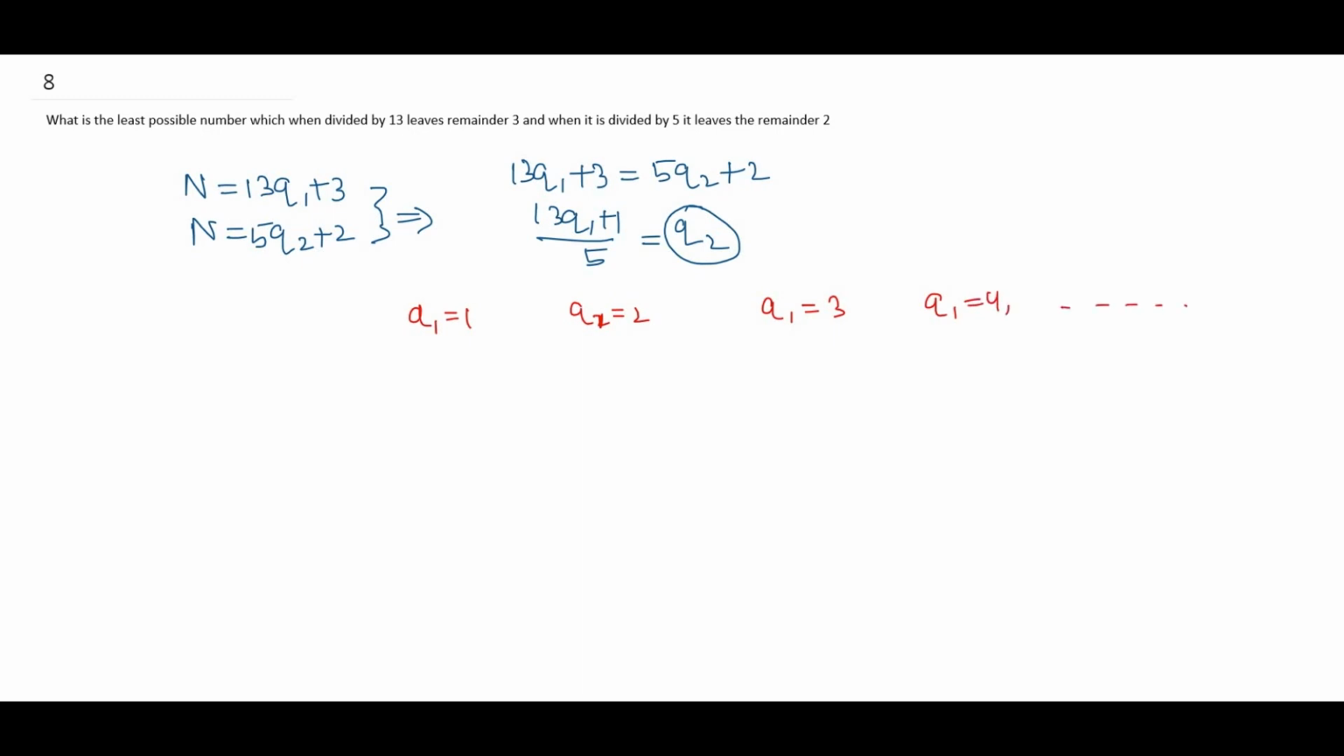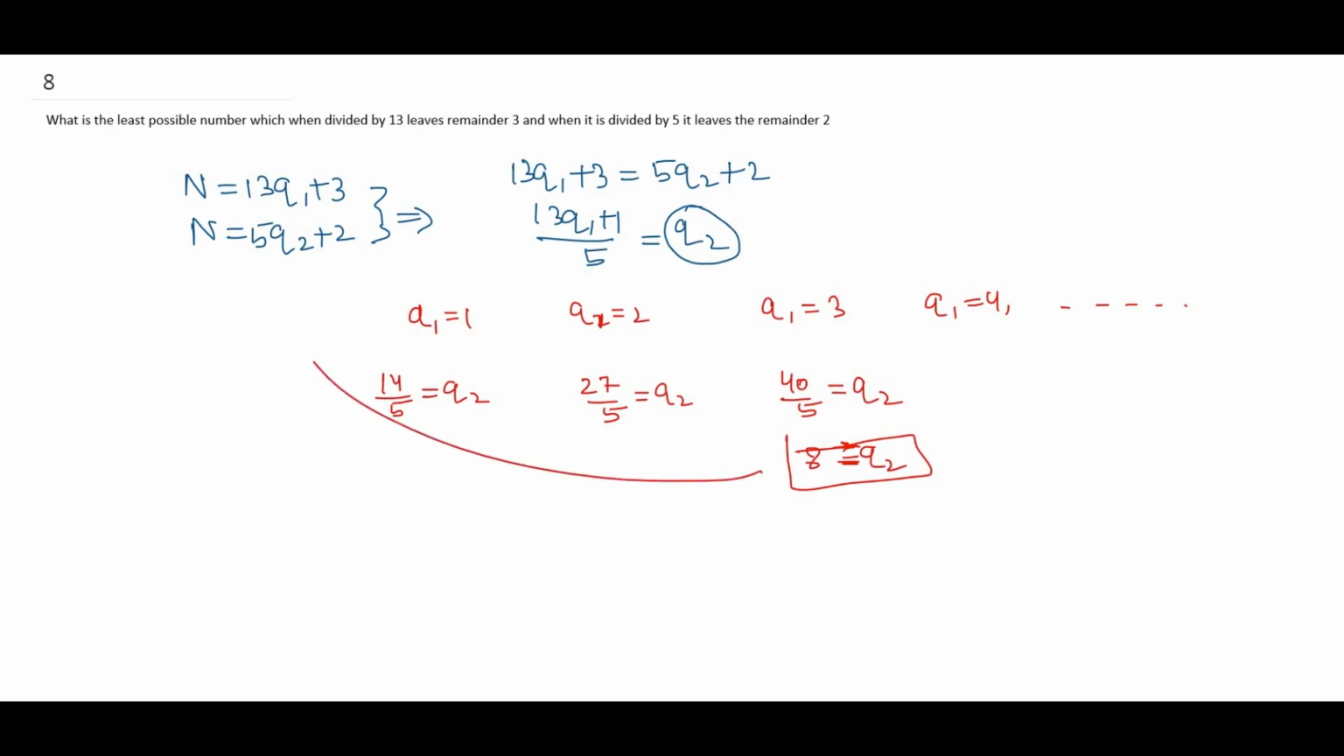Right? So for Q1 equal to 1, we have 14 by 5 is equal to Q2, which is clearly not an integer. Similarly, for Q1 equal to 2, we have 27 by 5, which is again not an integer. Now it will be 40 by 5 when Q1 is 3, so Q2 is 8. That means Q2 is equal to 8. So now we can put it over here, N is equal to 5 times 8 plus 2, that is 40 plus 2, 42.